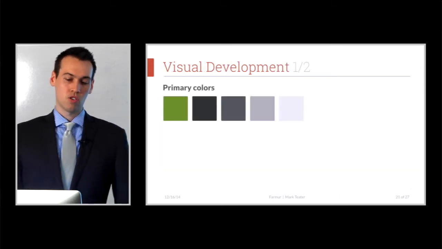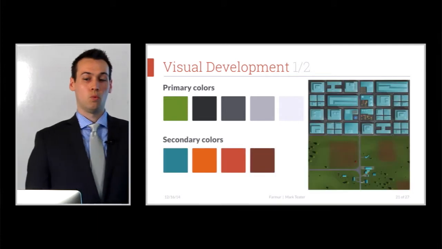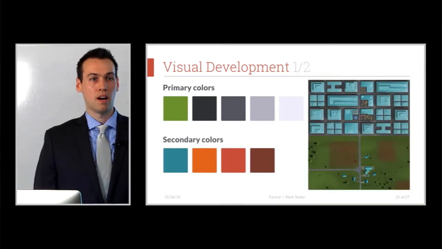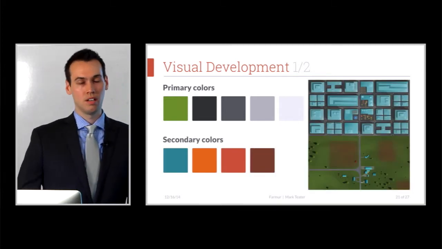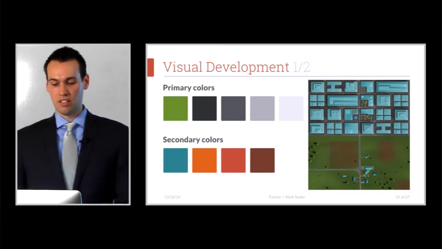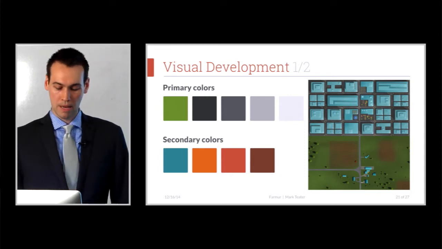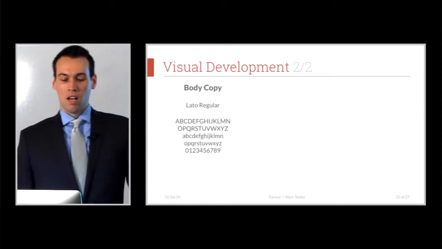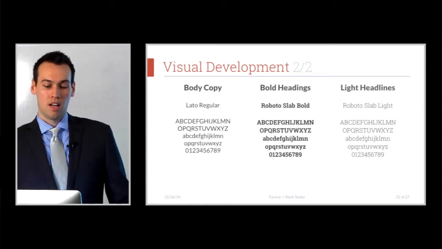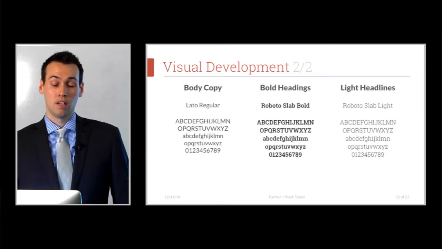During my visual development, I tried to stick with colors that were in a natural palette or inspired by nature of some sort, and you can see on the side here that this is an illustration using pretty much every color in my palette as an example. I used fonts called Roboto Slab and Lato.